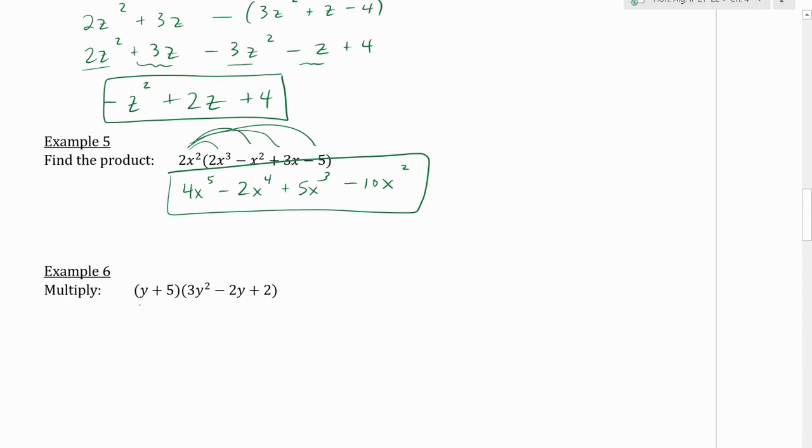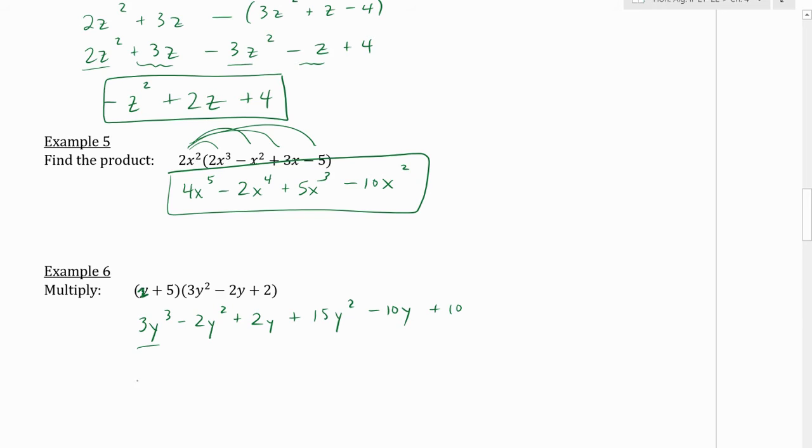Same thing, we're just distributing. Let's distribute the y first. So just pretend like the plus 5 is not there, and just take and distribute that y. I'm going to get 3y cubed minus a 2y squared plus a 2y. Now, pretend like the y is not there and distribute the 5. Plus 15y squared minus 10y plus 10.